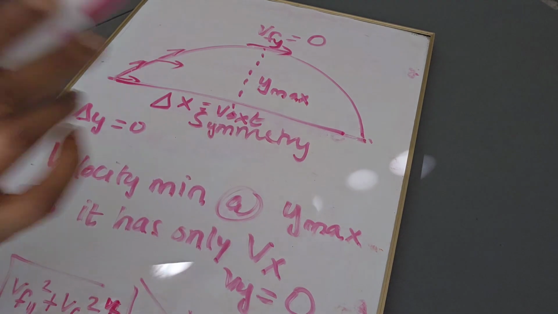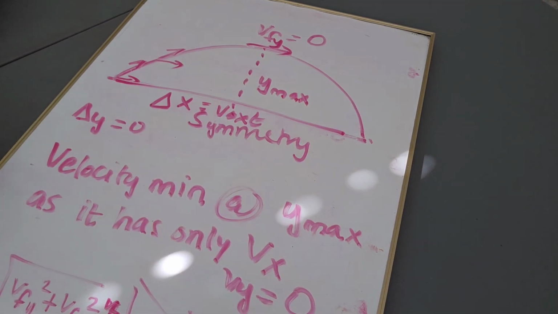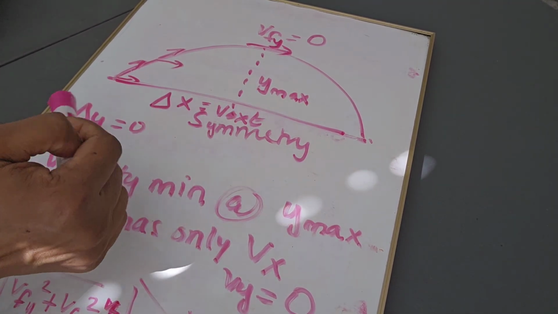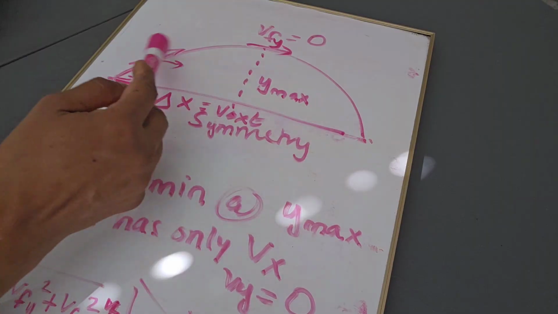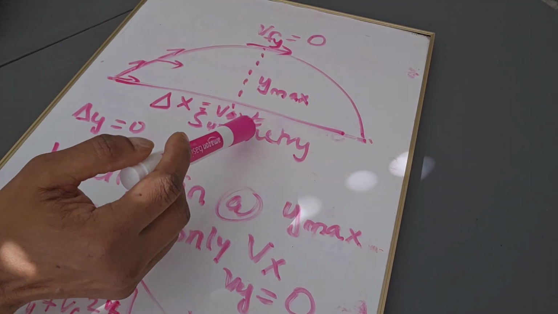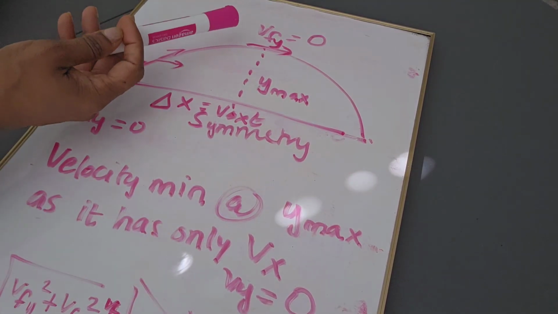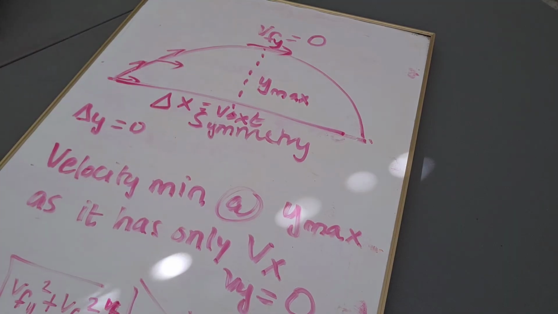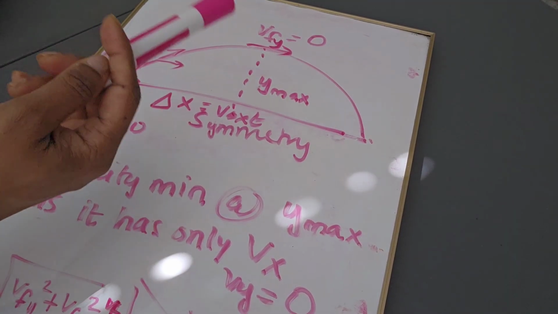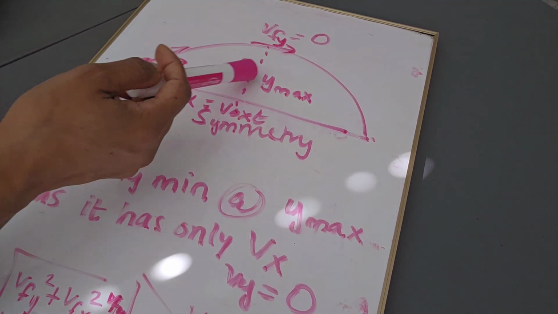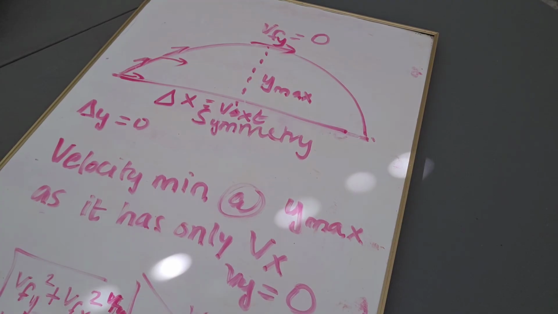And also on ground to ground projectiles, we know that there is symmetry. For that reason, if you find the time for the whole flight, you can halve it to find at what time the maximum would occur. Okay, and the other way around, you could double the time to the maximum to get the time for the whole flight.